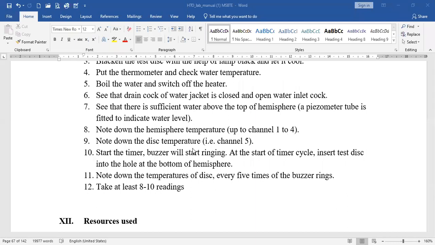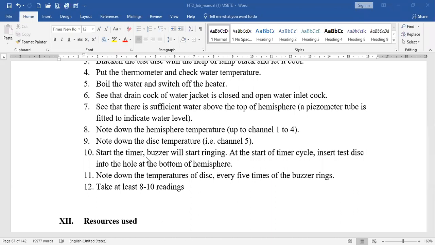Note down the temperature of the disk, that is channel 5, temperature T5. Now in some apparatuses, the number of thermocouples or RTDs is different. But our main intention is to check the temperatures of the hemisphere and the temperature of the disk. Then start the timer, and the buzzer will start ringing. At the start of the timer cycle, insert the test disk into the hole at the bottom of the hemisphere.